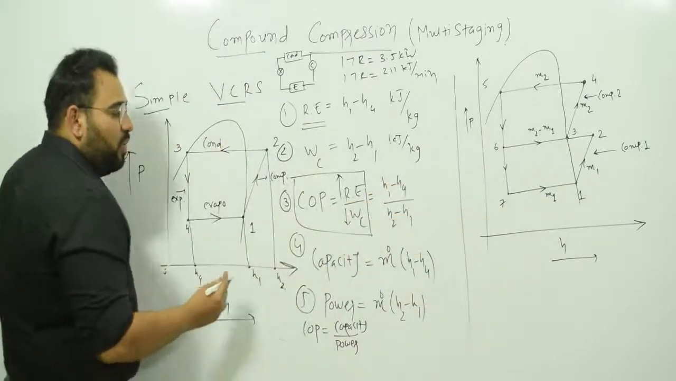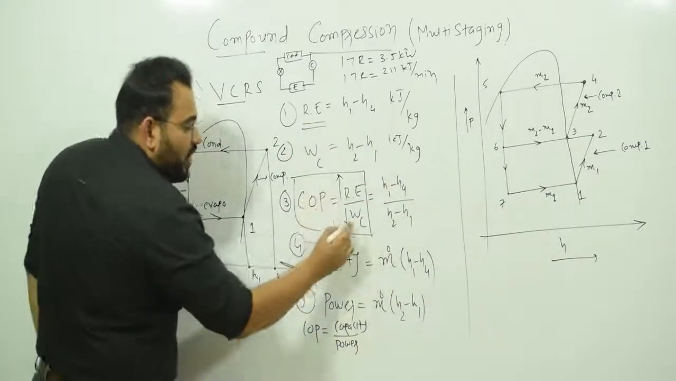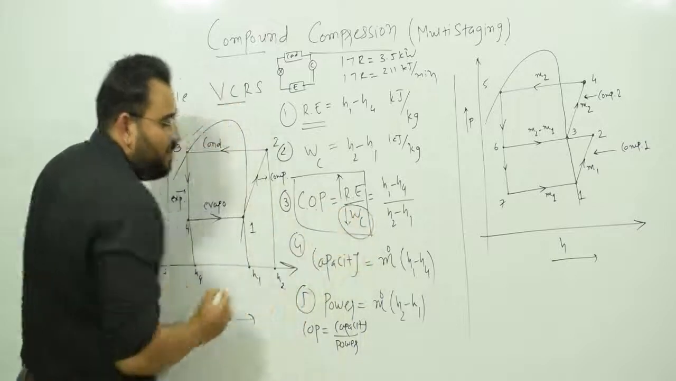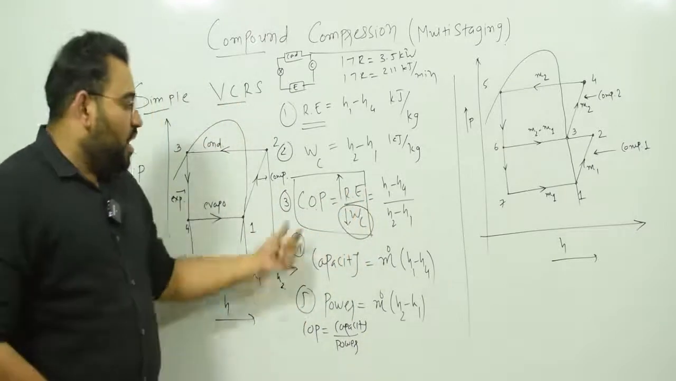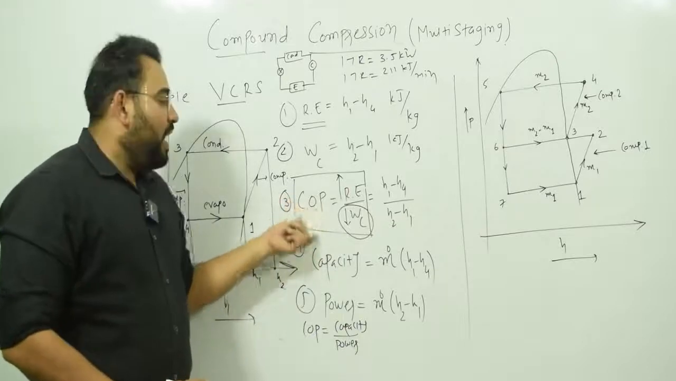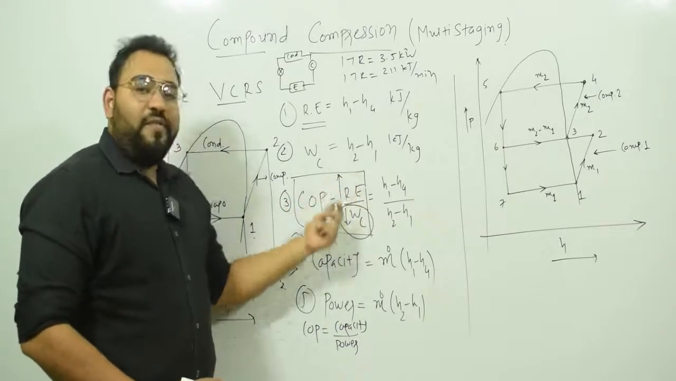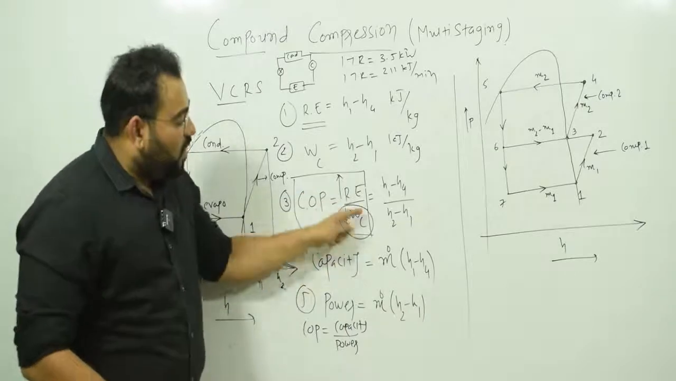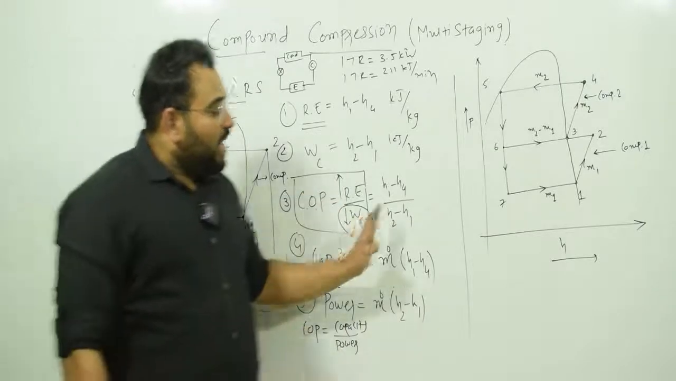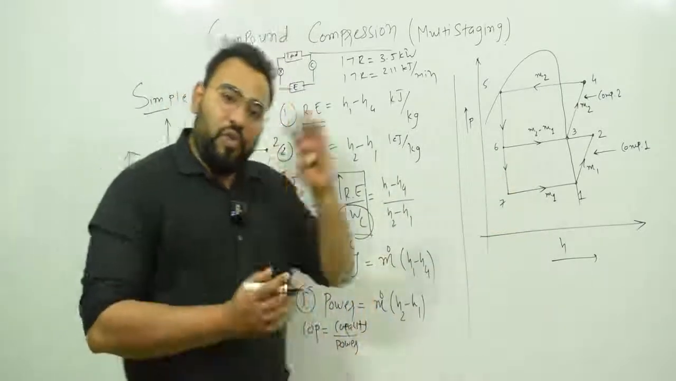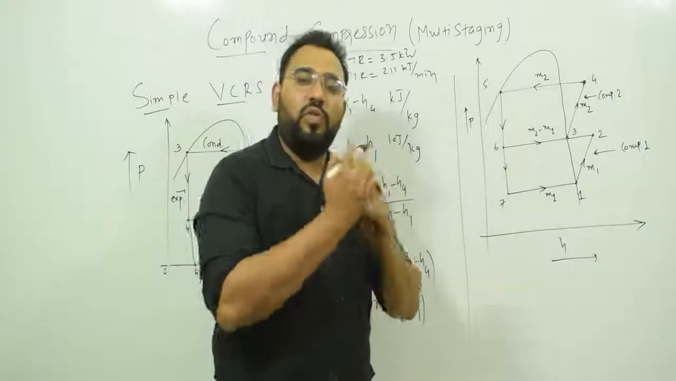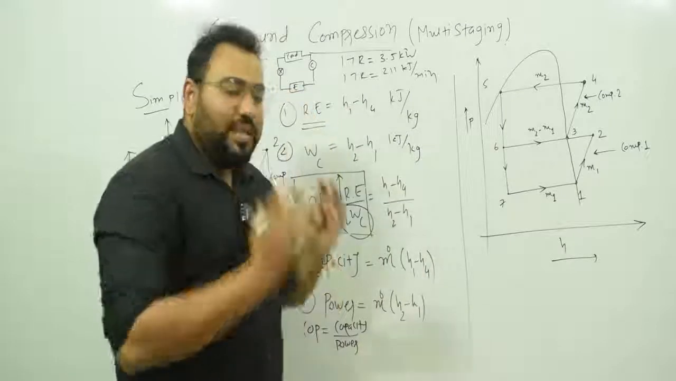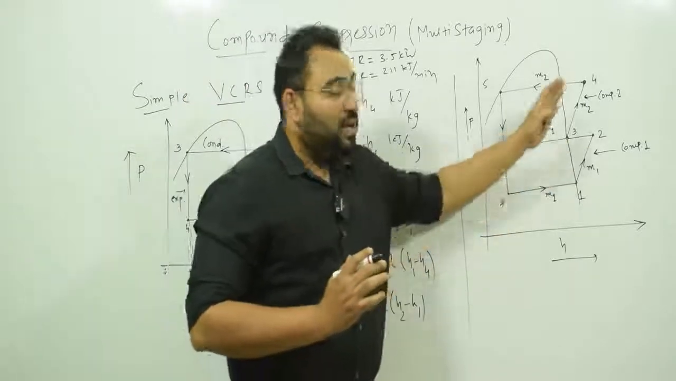So what are we going to do? In multi-stage compression, we are going to reduce the work done by the compressor. Why? Because we know that COP is equal to refrigerating effect upon work done by compressor. So if you want a good COP, either you can increase the refrigerating effect, or you can decrease the work done by the compressor. So here I am going to decrease the compressor work, so indirectly it is going to give me a good COP. That is the logic behind doing the compound compression.